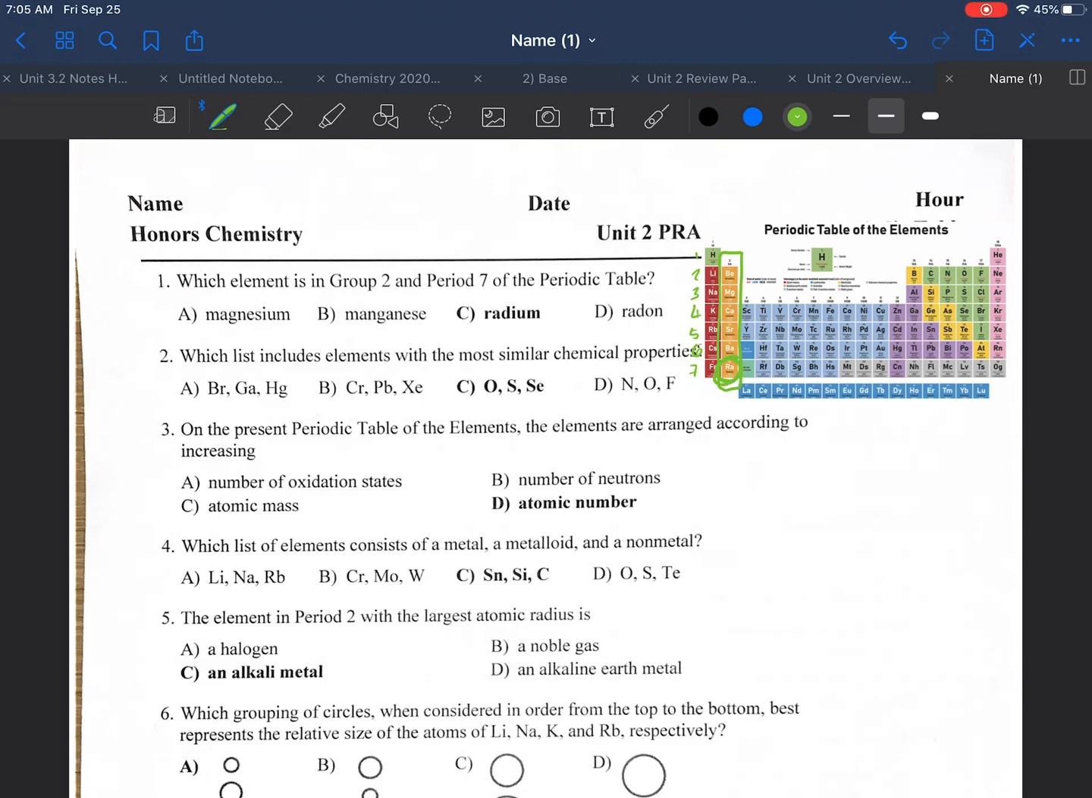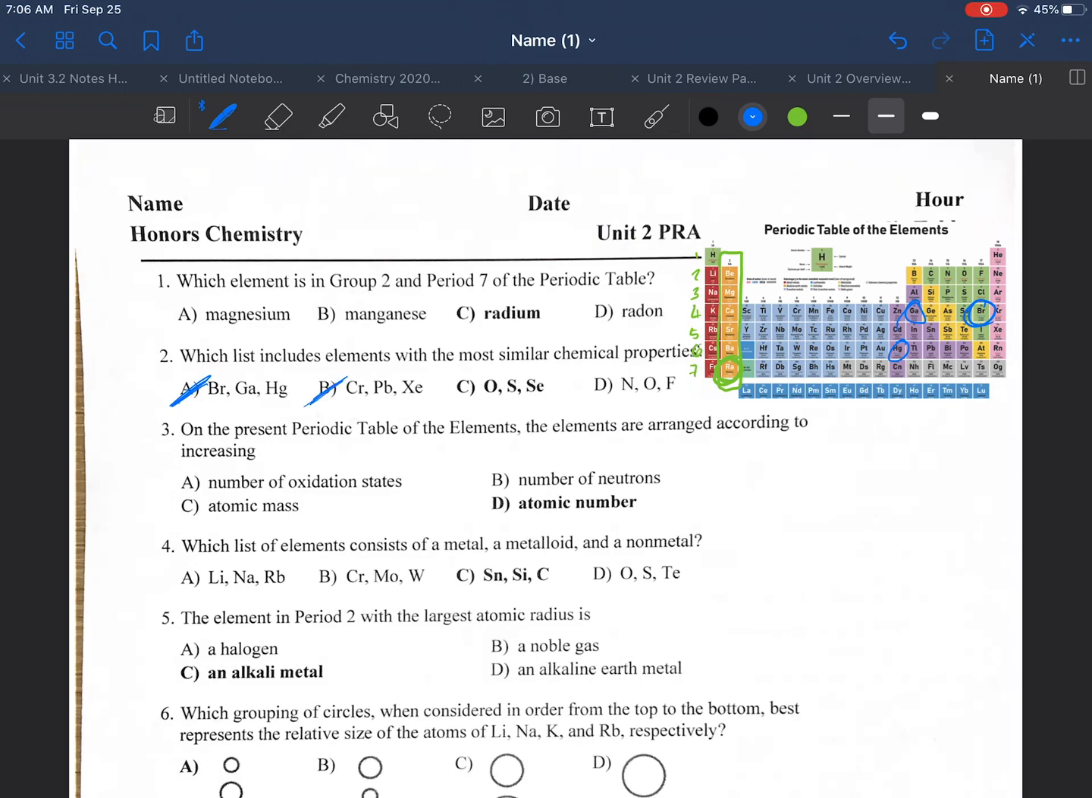And then for 2, which list includes elements with the most similar chemical properties? Chemical properties trend for groups as well. A nugget of knowledge you should know is, okay, I'm looking for 3 elements in a group. If we look at where bromine and gallium, here we go, and mercury, there's no real trend there, so their properties are probably not going to be similar.